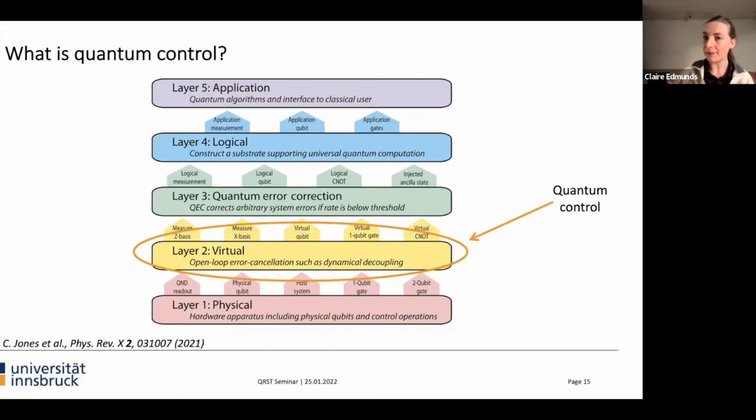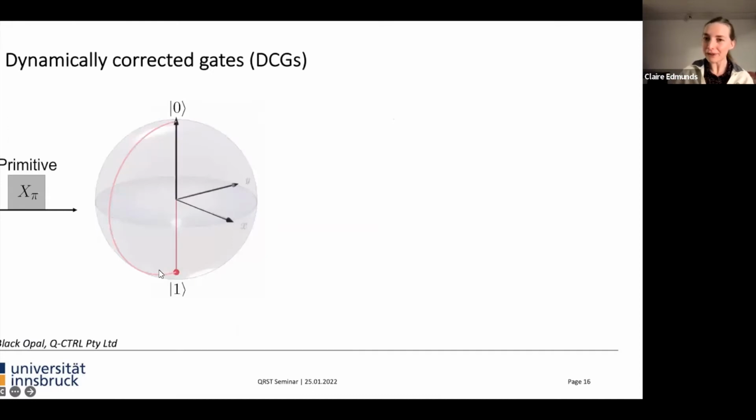Then we need to do something to the errors before applying quantum error correction. And that's the idea of quantum control. So I'll start off by introducing one simplest concept from quantum control, which is a dynamically corrected gate, or a DCG. For those of you familiar with a spin echo, this is a really similar concept, but it's for a driven rotation rather than an idle period.